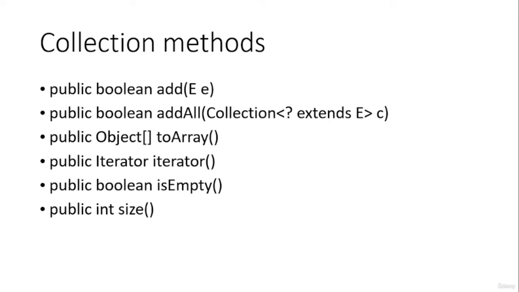Next is isEmpty. isEmpty will check whether a collection doesn't have any elements, so whether the collection is empty or not will be checked by the isEmpty method. The final method is size. For a collection we do not check for length; instead, size is the value which determines how many elements are there in the collection. So always remember to use size to check the number of elements present in the collection.